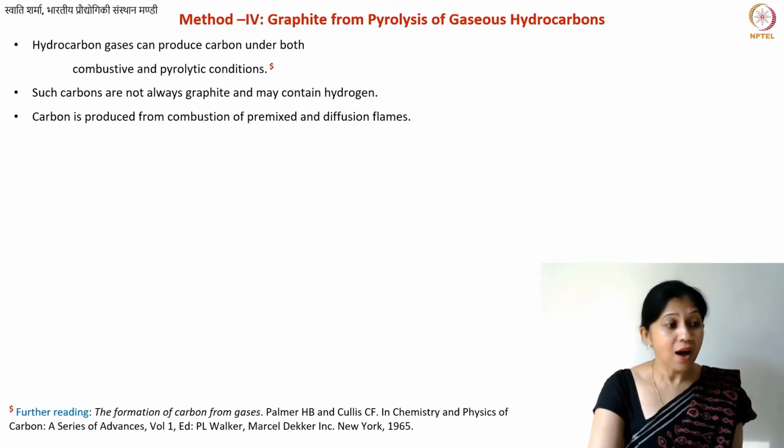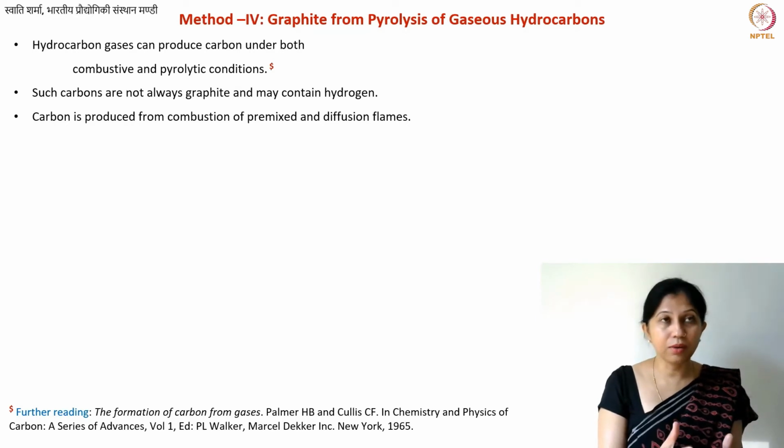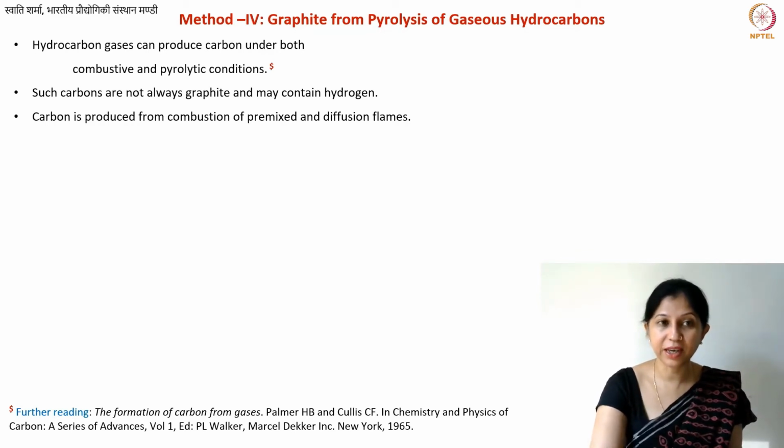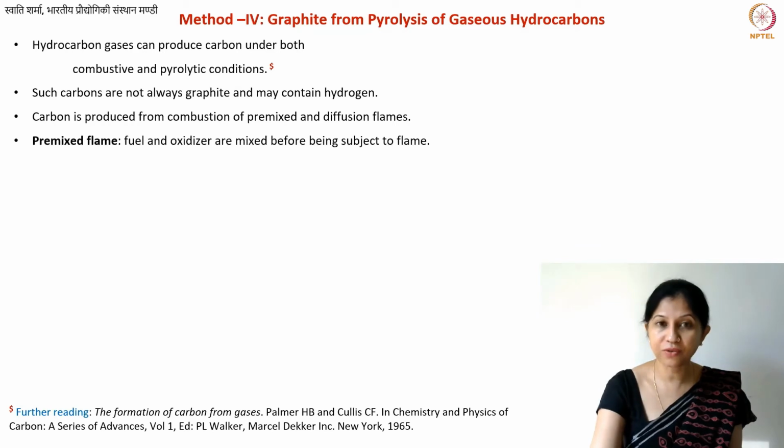Okay. Now, there was one experiment which was done a long time back. I have taken it from this book. This reference is here from 1965, Chemistry and Physics of Carbon, Volume 1. So I read about this experiment, which was one of the very initial experiments before even today's version of CVD, where carbon was produced in premixed flames and diffusion flames.